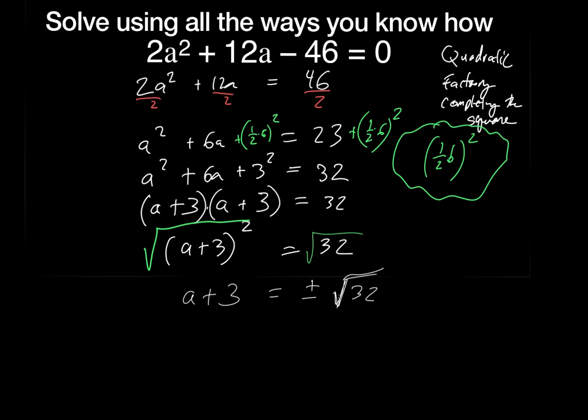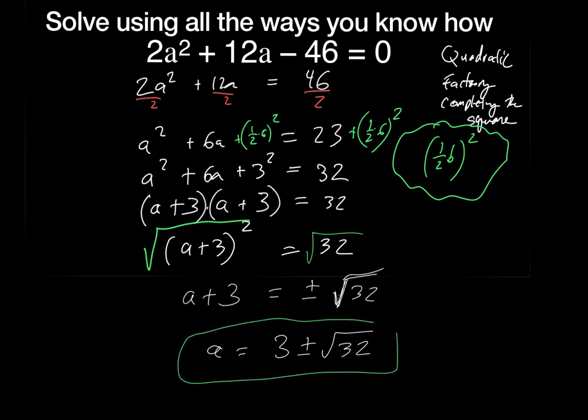And then lastly, to solve for a, I subtract 3 from both sides. So a equals negative 3 plus or minus the square root of 32. This will get you full credit. So that's the answer? That would be the answer. So don't put that in my calculator or anything? No, do not put it in your calculator. Do not give that to me as a decimal, leave it as this. So that gets you full credit.